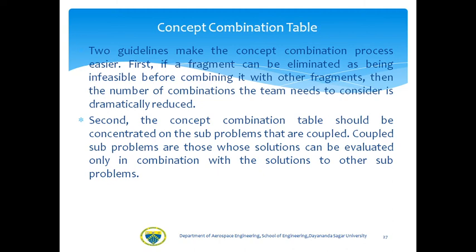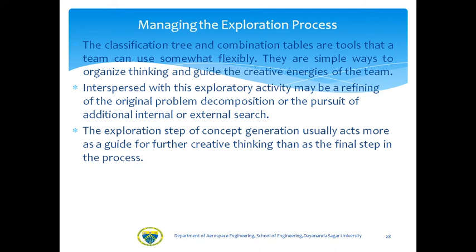Yeah, probably we can just see this. So the classification tree and combination tables, these are the two important tools that many industries use for understanding or systematically analyzing the alternatives. Okay.